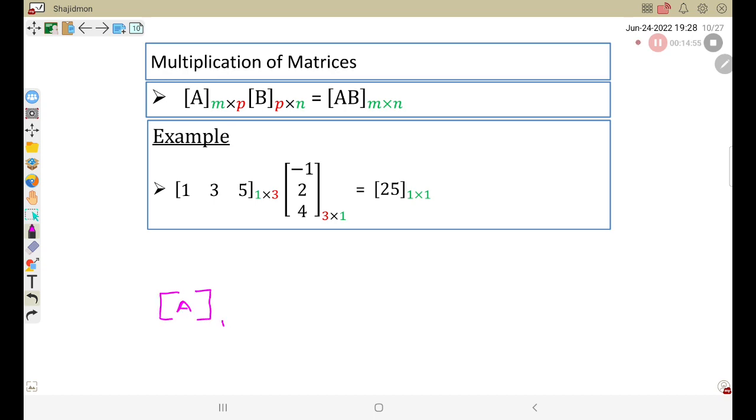Okay, order is M by P matrix. And we have another matrix, matrix B. What is the order of that one? P by N matrix. Okay. We need to know this rule, then only we can do the multiplication.